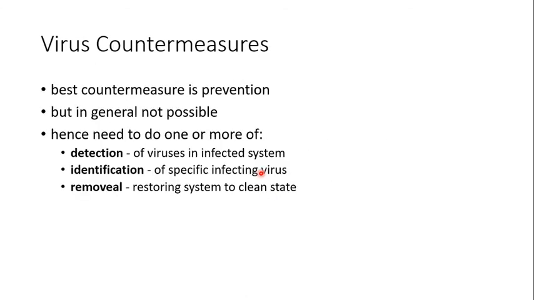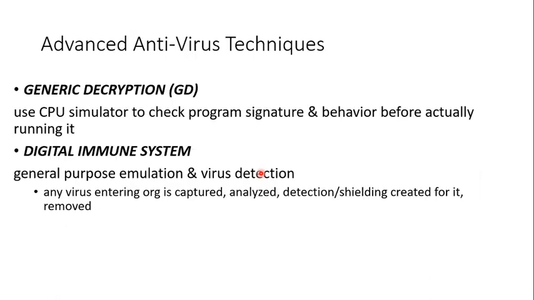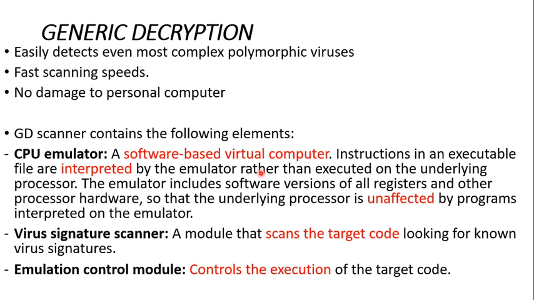And countermeasures. Anybody who tries to give a countermeasure tries to make the virus functionality stop. First you need to detect the virus-infected system, then identify which virus has infected it, then remove it. On this basis we came up with antivirus, and there are four generations; the mode of identifying viruses differs from generation to generation, which I already said. Then antivirus techniques: among them there are three types, generic decryption (GD scanner), the digital immune system (DIS), and the behavior blocking model.